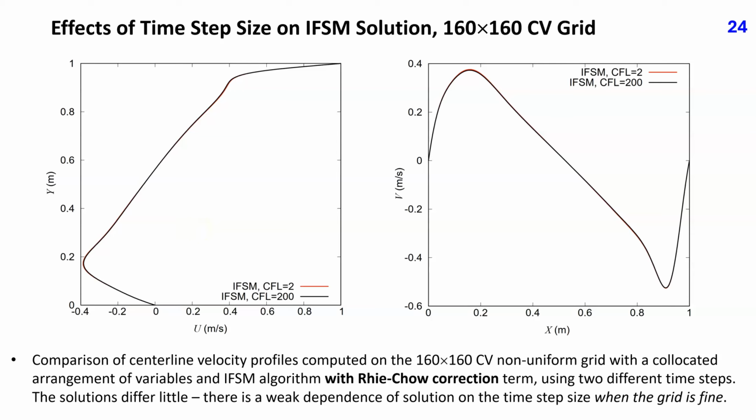One of the advantages of IFSM over SIMPLE, in addition to the fact that it does not require under-relaxation, is that convergence to steady state is not as strongly dependent on the time step size as it is on under-relaxation factors in SIMPLE. This is elaborated in detail in the next slide.